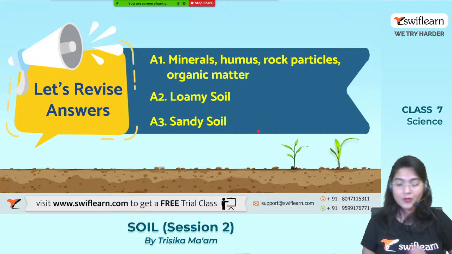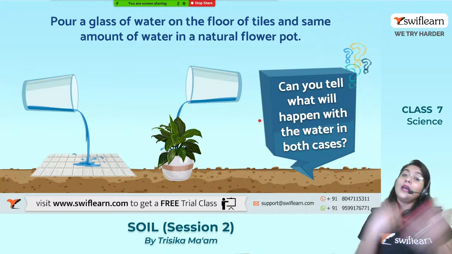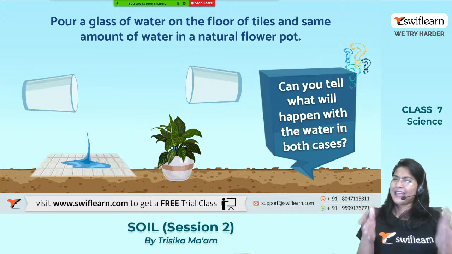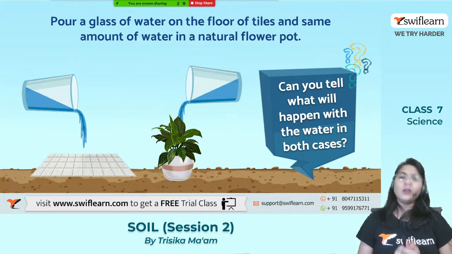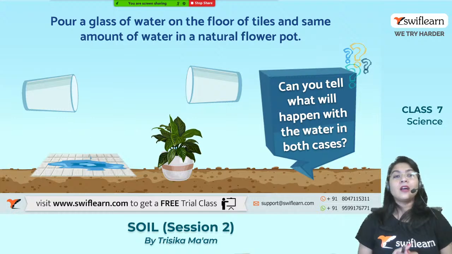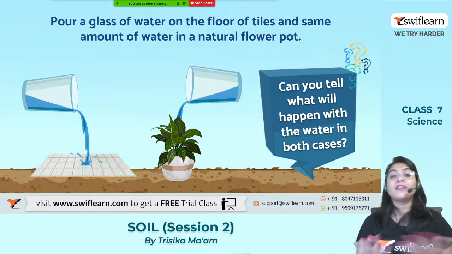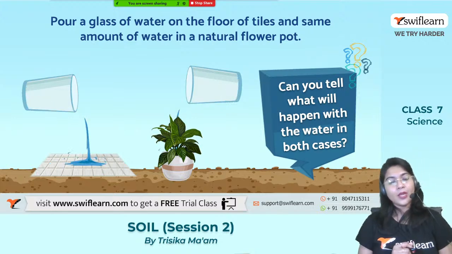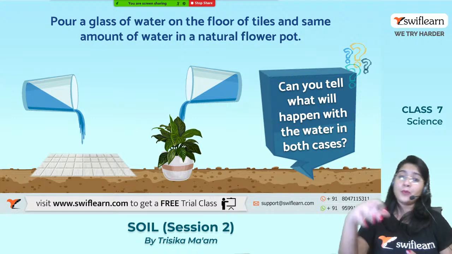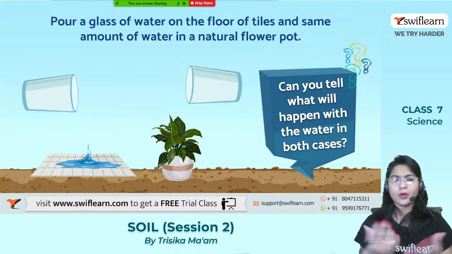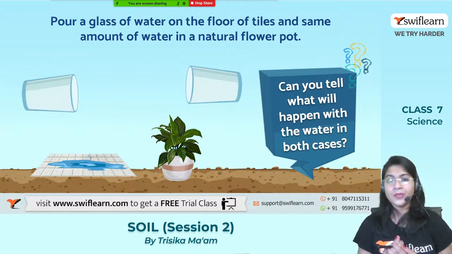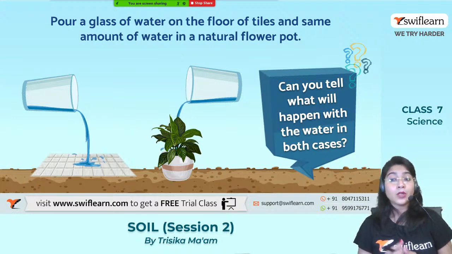Fine. So have you got all the answers? Clear? Let's now move on to another part of the discussion for today's session. Before going exactly to the percolation rate of water in soil, let us first find out with the help of an activity. Take a glass of water and pour it on the floor. Then take the same amount of water and pour it into a natural flower pot with a plant and soil. Can you tell what will happen with the water in both cases?